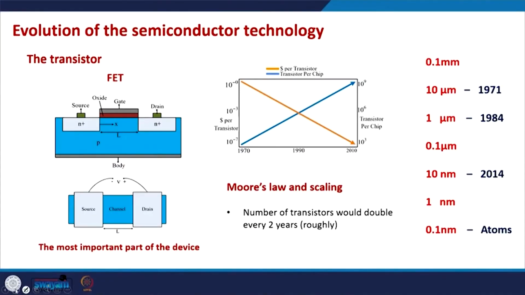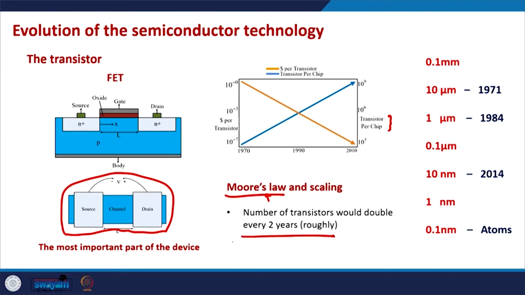And the progress of the electronics industry essentially depends on the size of the transistor, the size of the active region of the transistor, and that is captured by Moore's law. Moore's law is an empirical observation by Moore seeing the trends in industry, and it says that the number of transistors per chip will double almost every 2 years, and as a consequence of that the cost per transistor will go down.